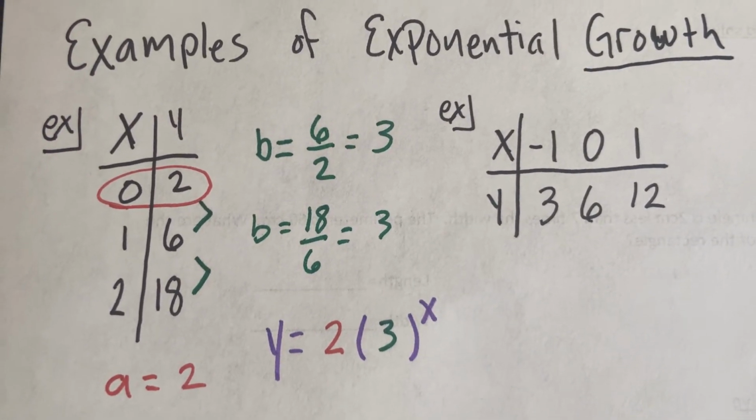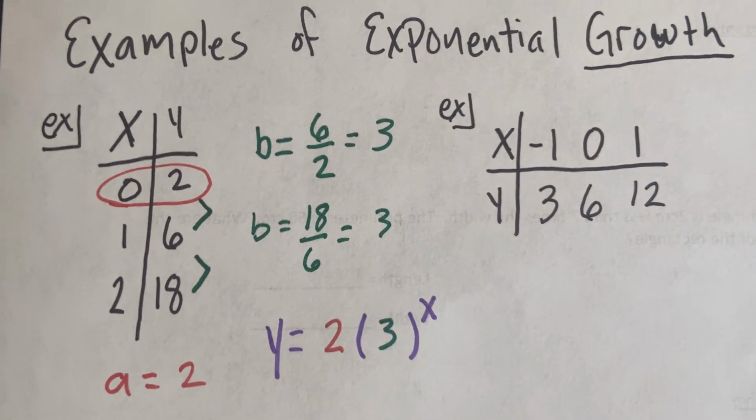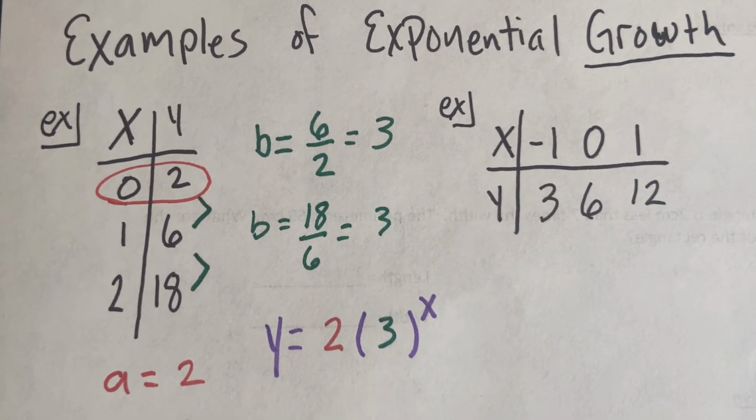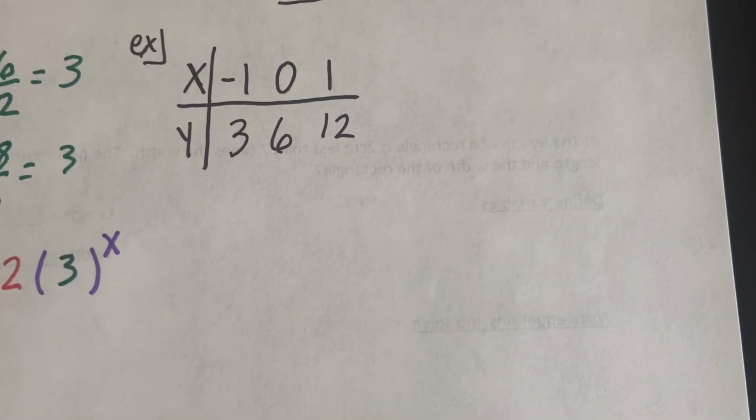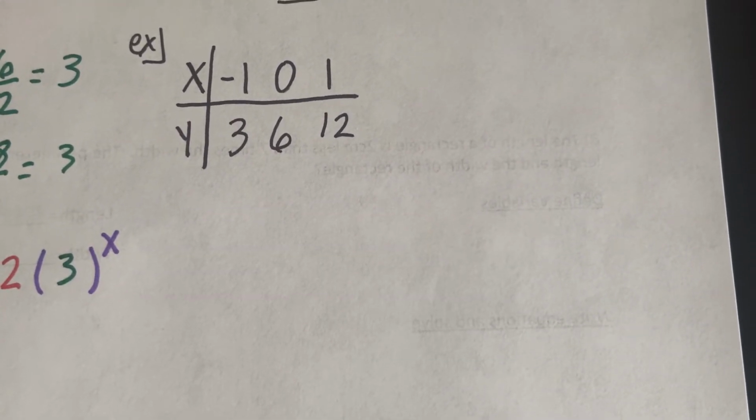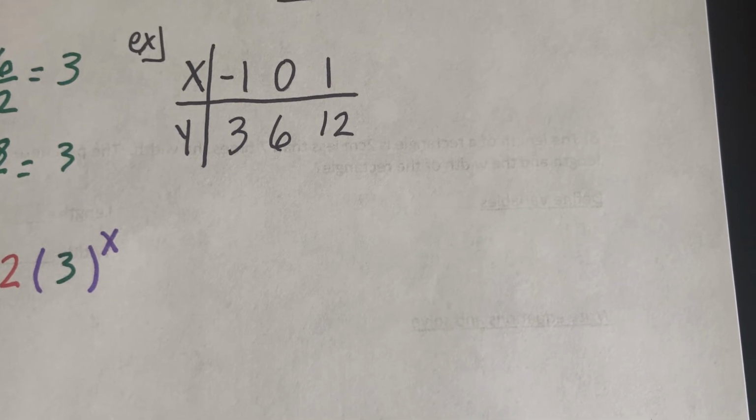Okay, so again, I'm going to show you two more examples with exponential growth, and then I'll post another video of exponential decay. Okay, so the next example, tables can be written vertically or horizontally, so I'm going to show you both ways just so you don't get distracted by it.